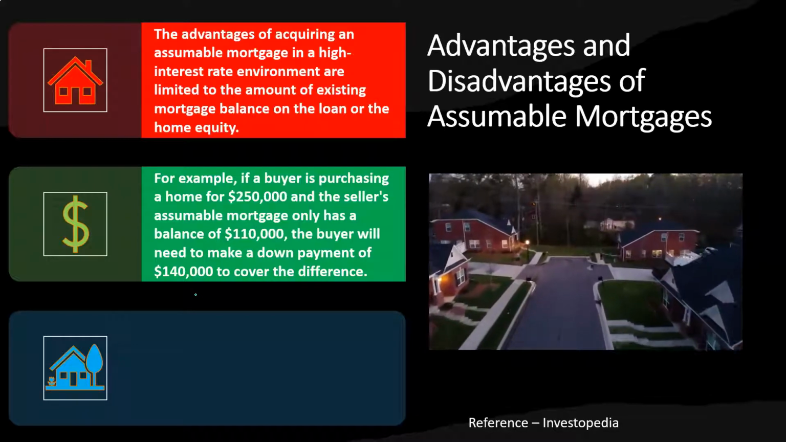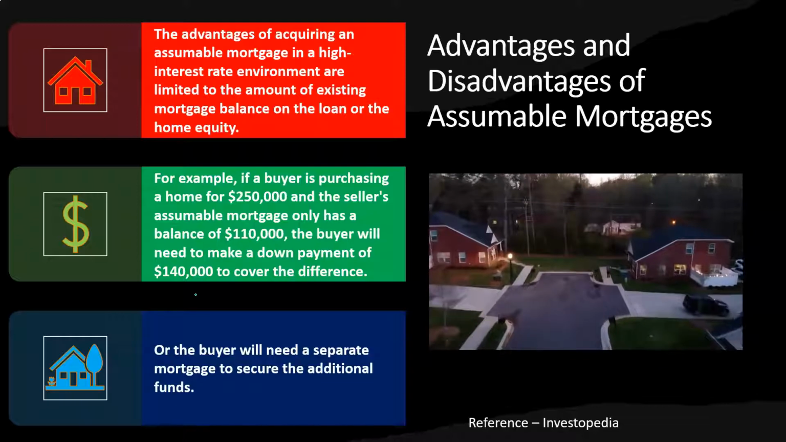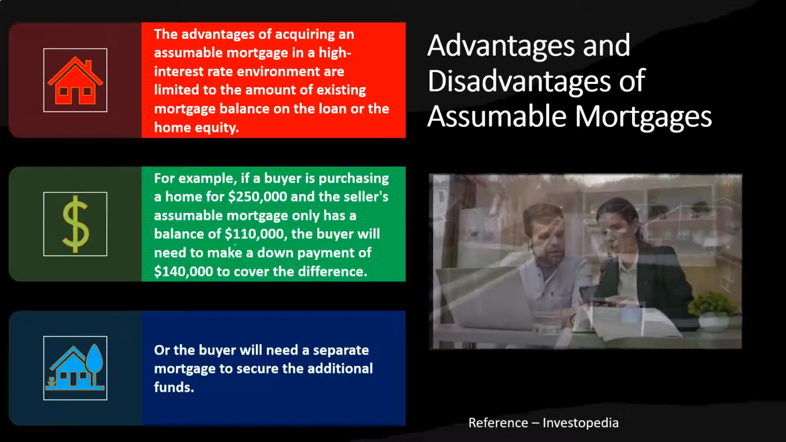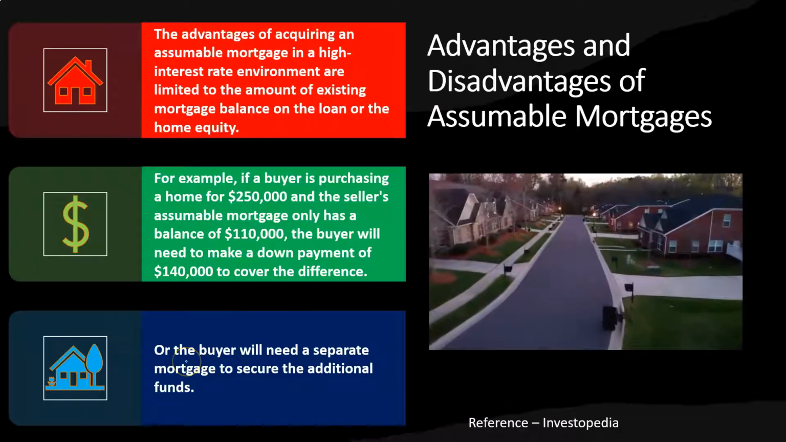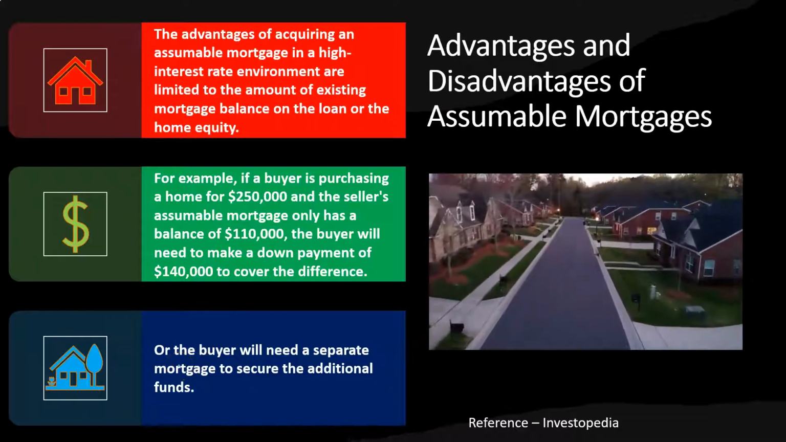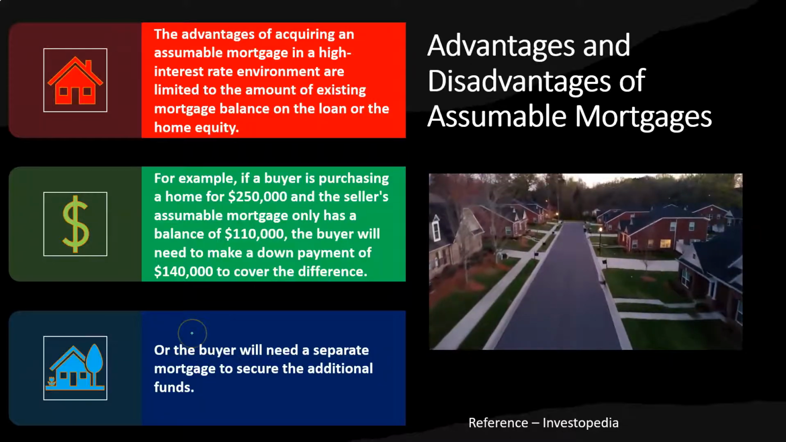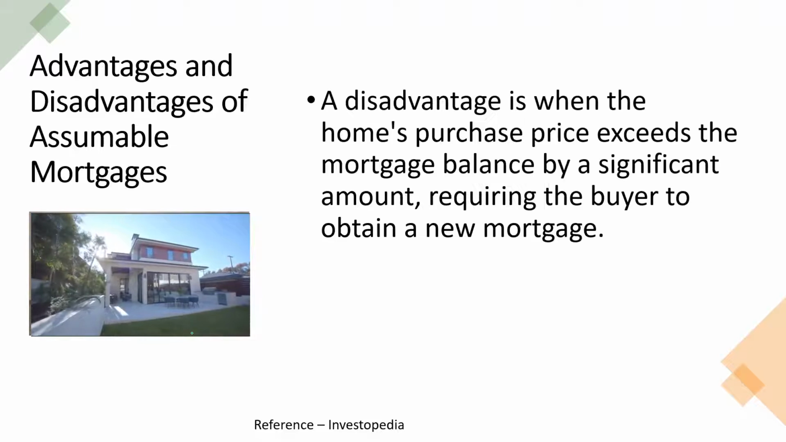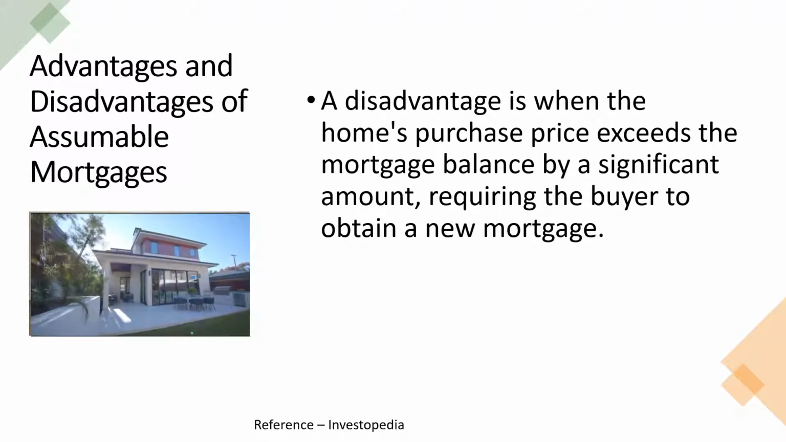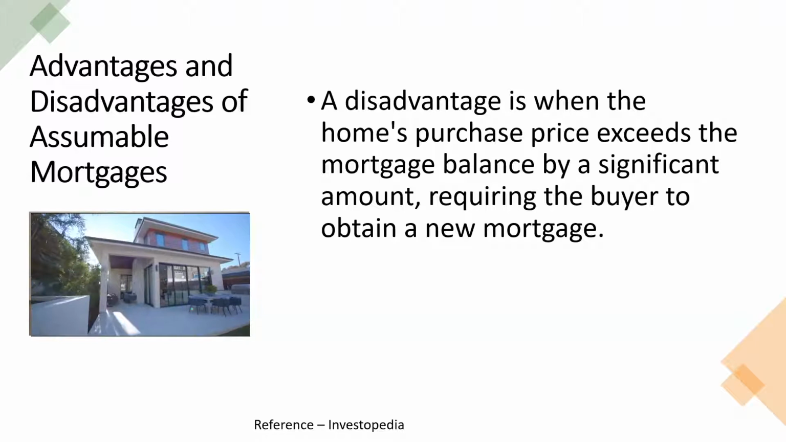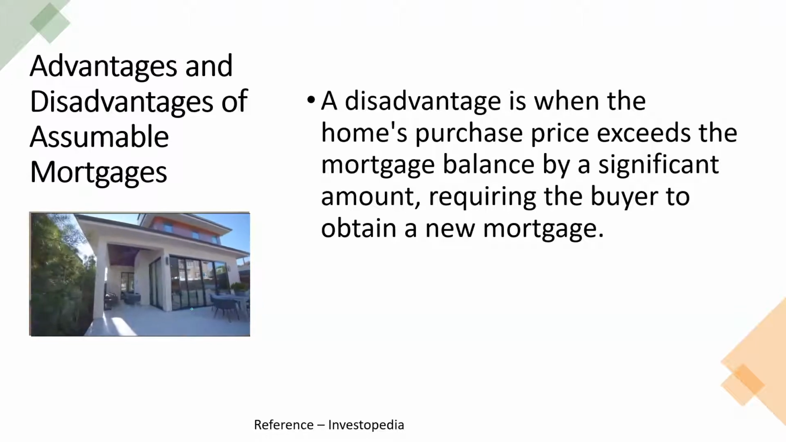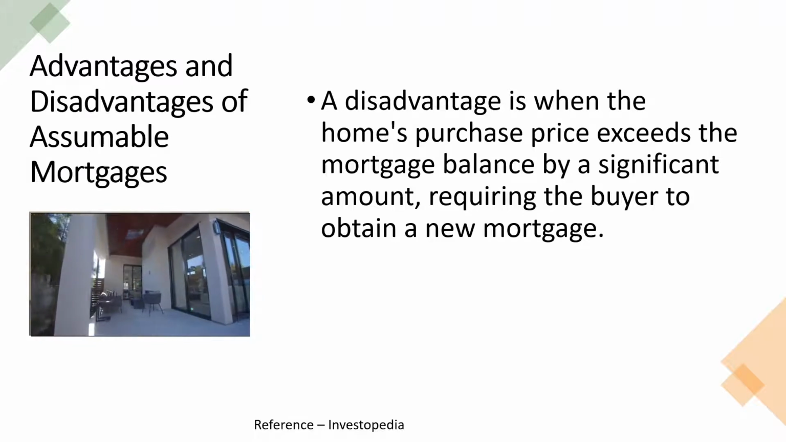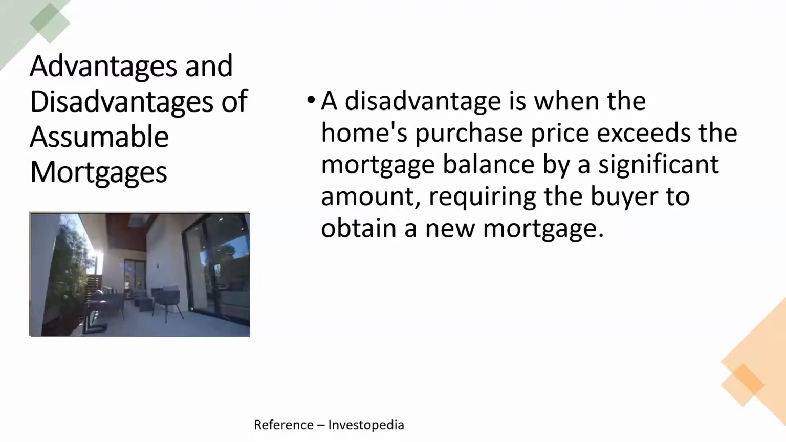If the buyer's saying, I don't have $140,000, but I'd still like to assume the loan of $110,000, then they'd have to assume that loan and they'd need to basically take out a separate loan to secure the additional funds in order to meet that obligation. That can add a little wrinkle or complication in the process. So a disadvantage is when the home's purchase price exceeds the mortgage balance by a significant amount, requiring the buyer to obtain a new mortgage. So you could end up in a situation where the buyer then is going to end up possibly with two loans.